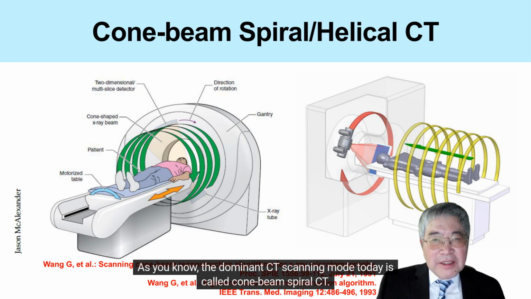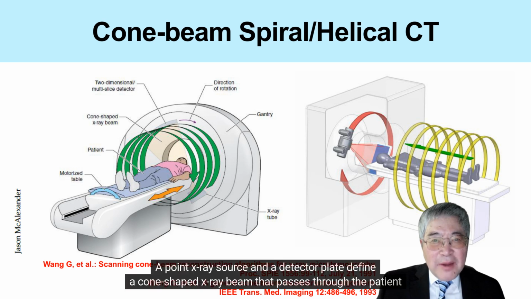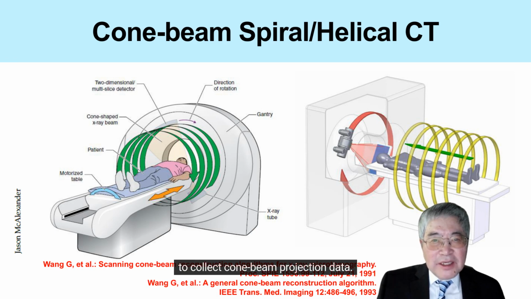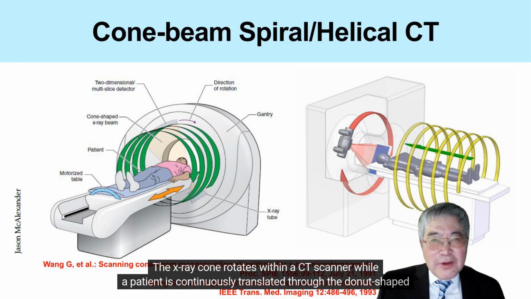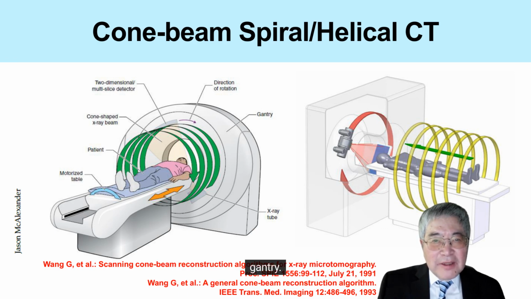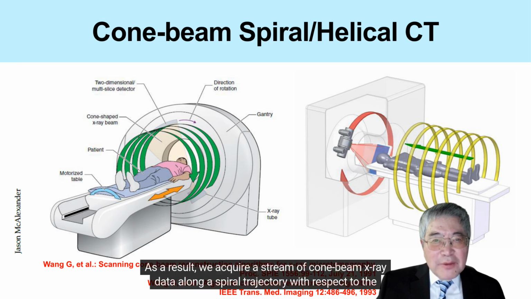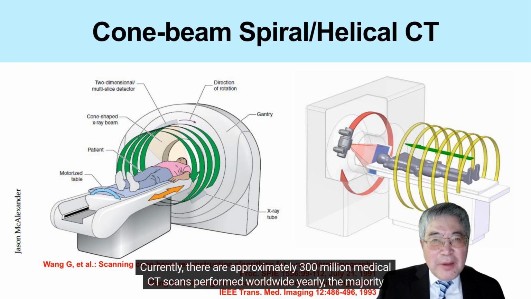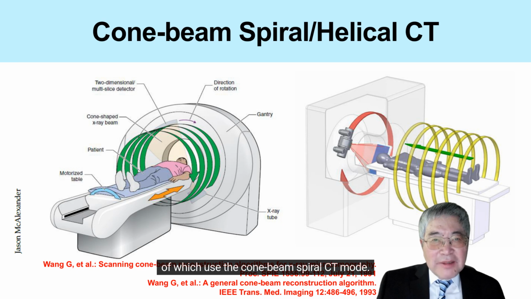As you know, the dominant CT scanning mode today is called cone beam spiral CT. What is cone beam spiral CT? A point X-ray source and a detector plate define a cone-shaped X-ray beam that passes through the patient to collect cone beam projection data. The X-ray cone rotates within a CT scanner while a patient is continuously translated through the donut-shaped gantry. As a result, we acquire a stream of cone beam X-ray data along a spiral trajectory with respect to the patient. Currently, there are approximately 300 million medical CT scans performed worldwide yearly, the majority of which use the cone beam spiral CT mode. Would you like to learn how cone beam CT reconstruction is performed?